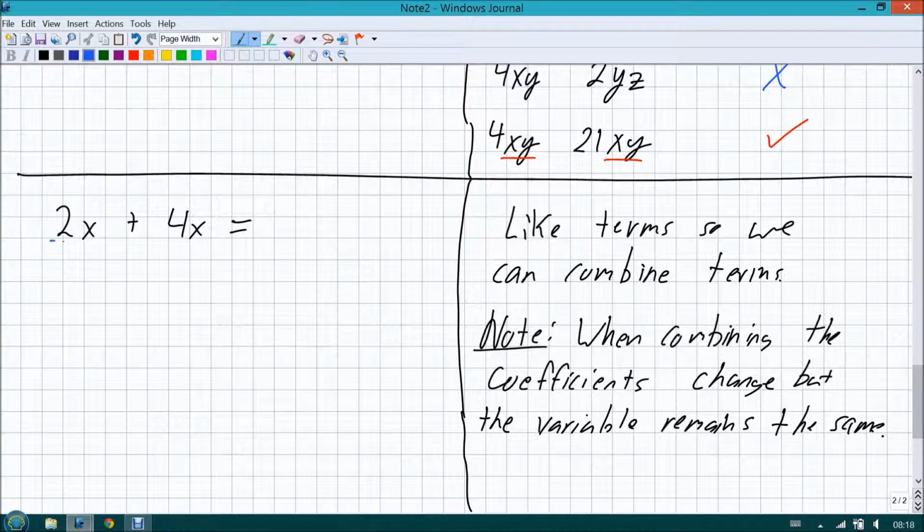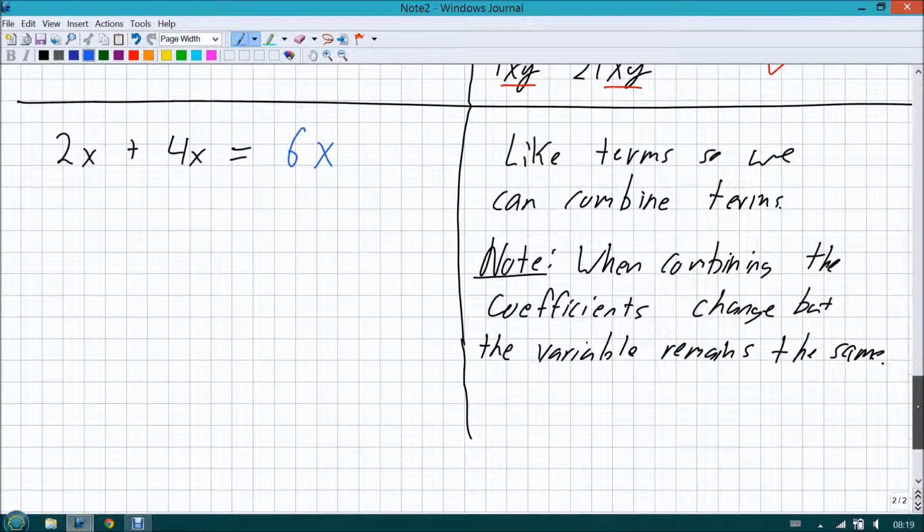But because we can, we can combine the like terms of 2x and 4x. When we do that, our variable does not change. It stays as x, but our coefficients, the 2, if I can circle the 2 and the 4, can combine. 2 plus 4 is 6, and then the variable remains the same. So we have 6x.